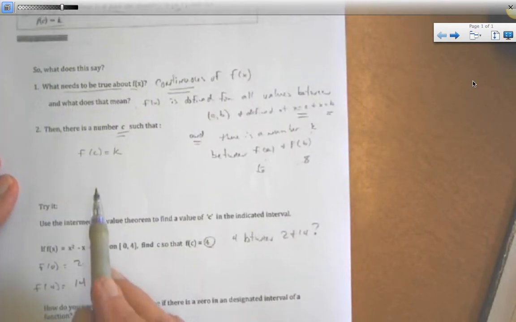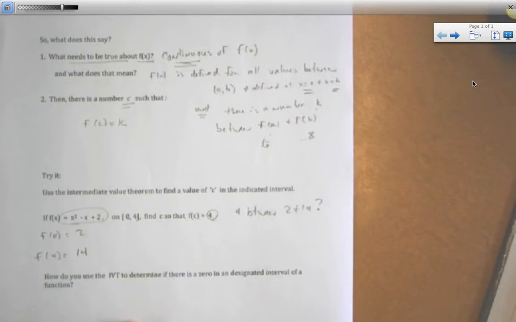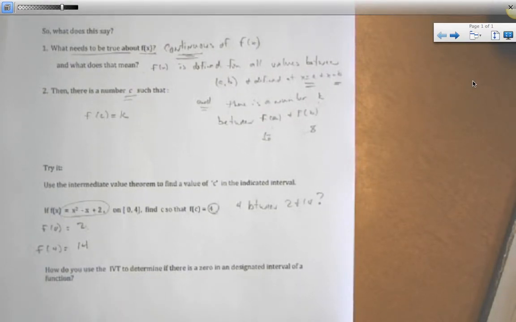The other condition is that f of x has to be continuous. Is this function continuous from 0 to 4? Well, yeah, it's just a parabola. It's just a quadratic. It doesn't have any discontinuity, so we're good.